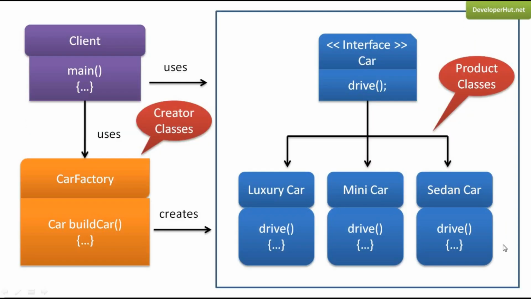So let's have a quick recap of what we did in our last session. In the factory design pattern we created a very simple application with a similar type of object, which is a car. We created one car interface which has a drive method, and there are multiple implementations of the car. We have multiple concrete classes like luxury car, mini car and sedan car, and all these classes implement the drive method according to their own implementations.